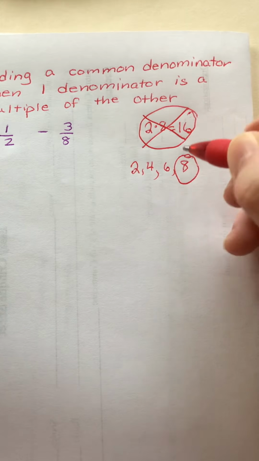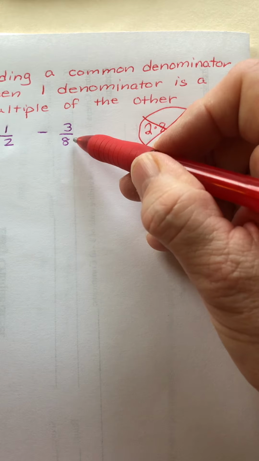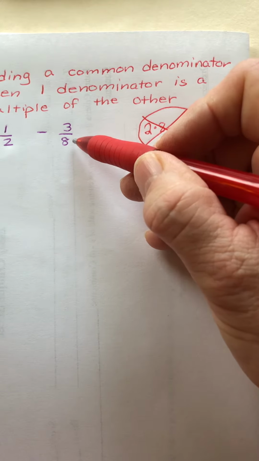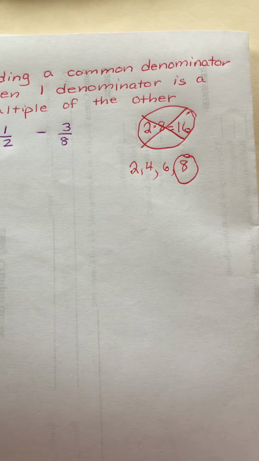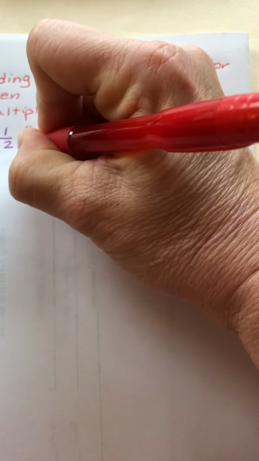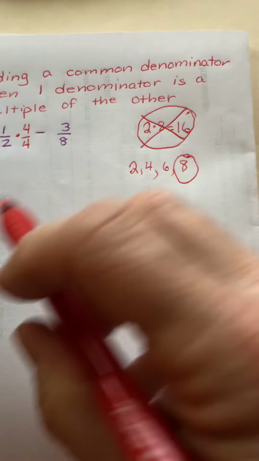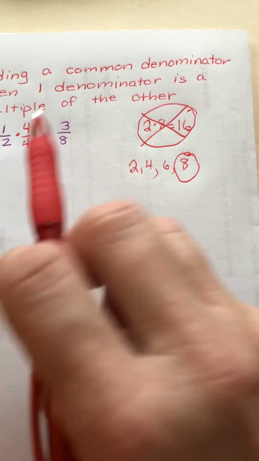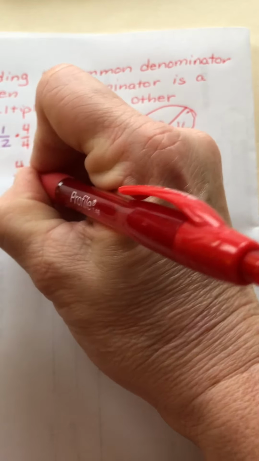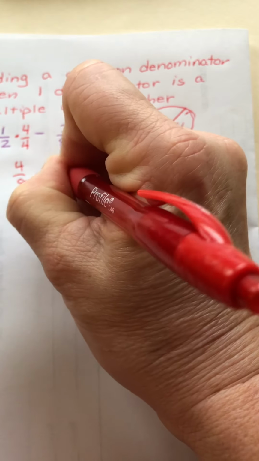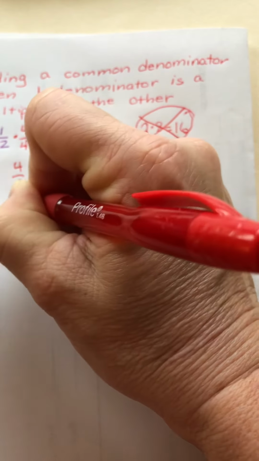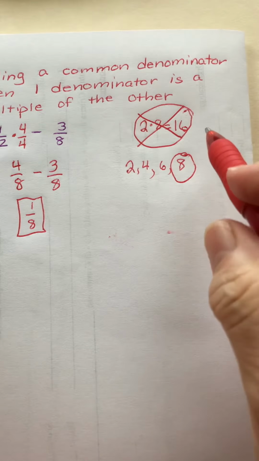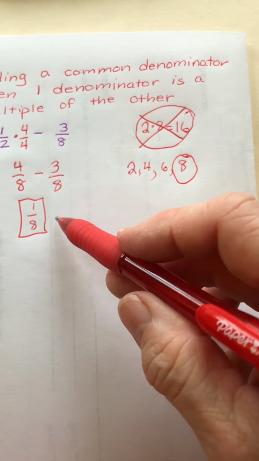Let's use 8. Now I don't even have to change this one because it already has 8 as a denominator. So all I have to change is this one. I multiply 2 by 4 to get to 8, so I'm going to multiply this by the number 1. 4 divided by 4 equals 1. And now I'm going to get 4/8 minus 3/8. And my answer is now 1/8. That's a whole lot easier than doing it with 16ths and then having to reduce it at the end.